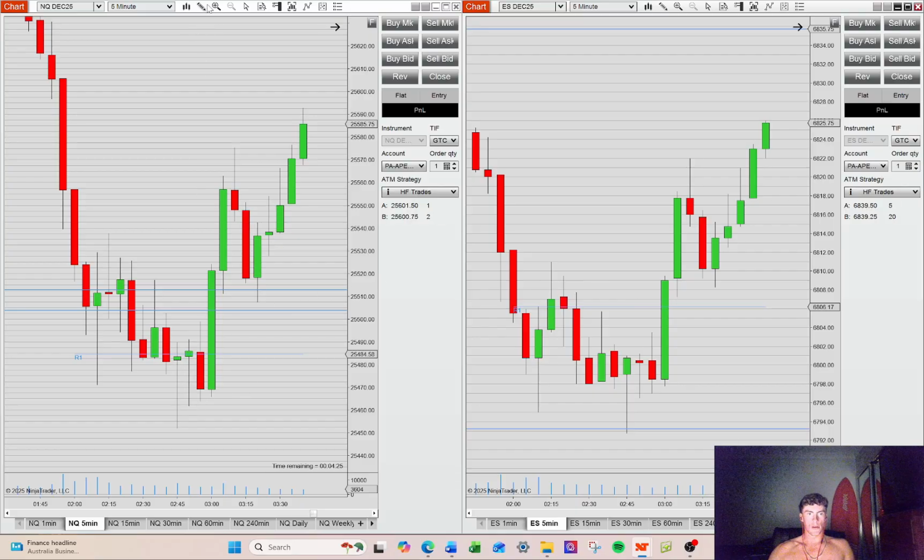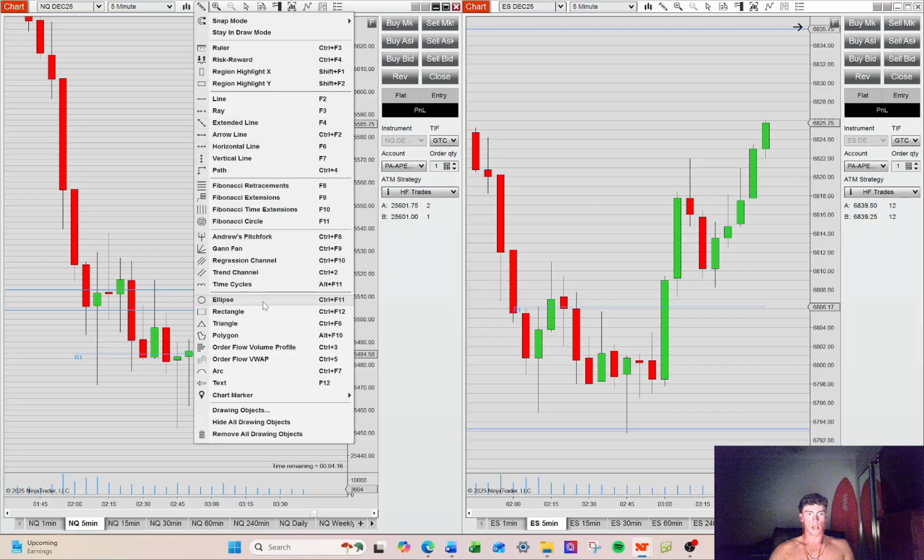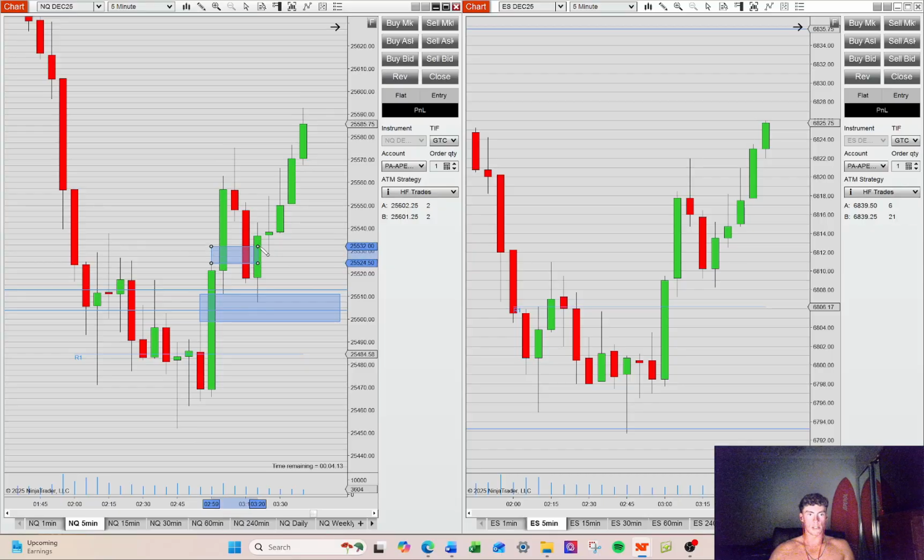From there we mark out our fair value gaps, because that's the main sort of continuation confluence I use. And you'll find I tend to lean towards NASDAQ to take most of my trades on. I very rarely take trades on ES, because I've just figured out over the years NASDAQ moves a lot more and a lot cleaner for what I do. So we have those same fair value gaps on ES, but I won't mark it out. I'll just show you on NQ.